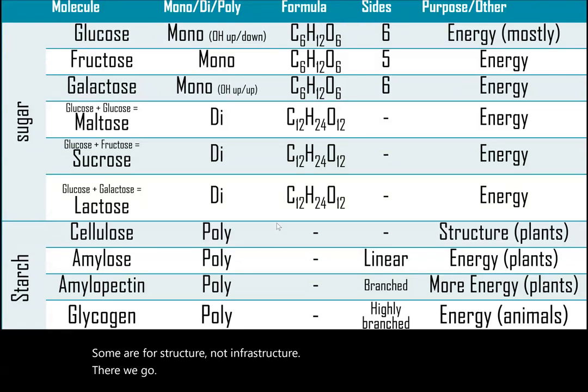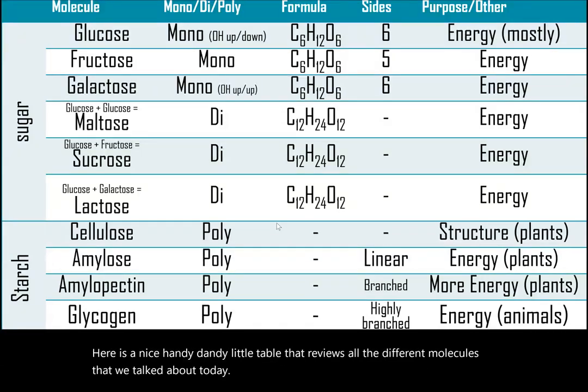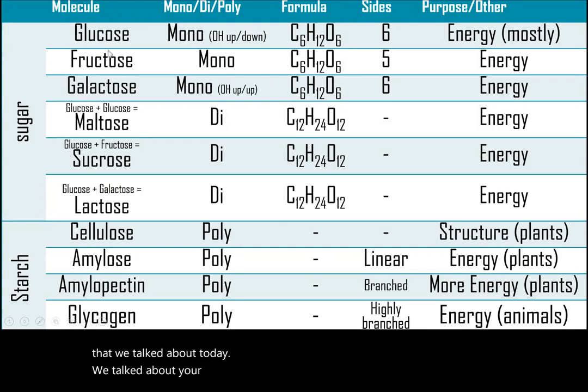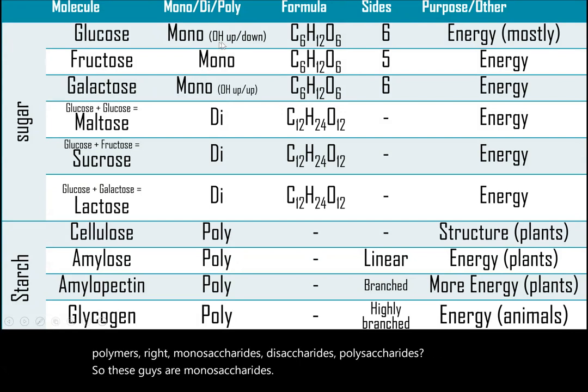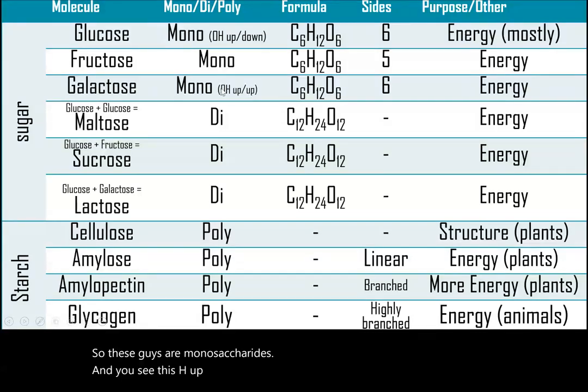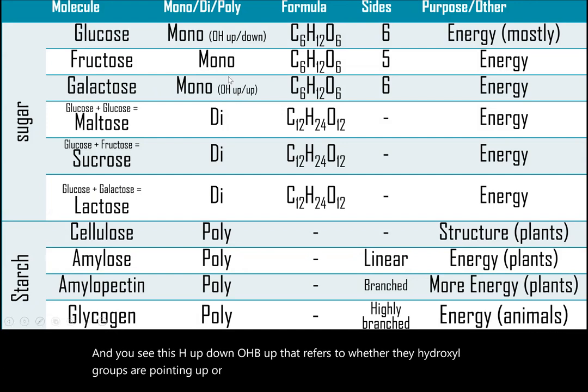Here is a nice handy dandy little table that reviews all the different molecules that we talked about today. We talked about your monomers, glucose, fructose, and galactose. You can see they're mono. This means monomers, or I'm sorry, same thing, monosaccharides, disaccharides, polysaccharides. So these guys are monosaccharides. And you see this OH up, down, OH up, up. That refers to whether the hydroxyl groups are pointing up or down. You can go back and look at that.